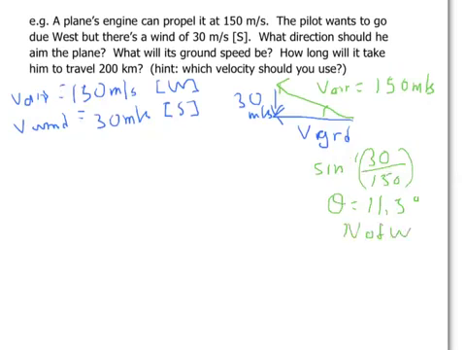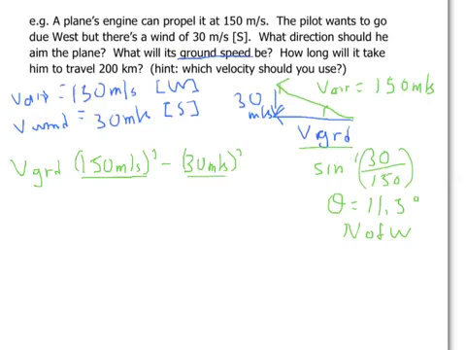The second part of the example asks us what will its ground speed be. So we're looking for the numerical value for V ground. And because this is a right angle triangle, we can use Pythagoras' theorem to figure it out. However, in this case, our V ground will be the square root of our V air, which is 150 meters per second, squared, minus our wind velocity of 30 meters per second squared. Because we have the hypotenuse and we're subtracting, don't forget the square root.